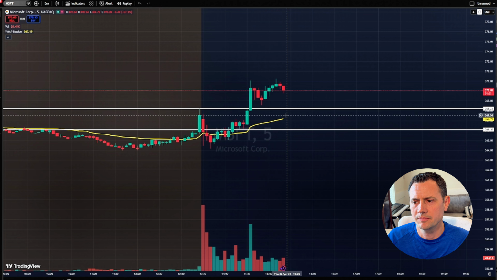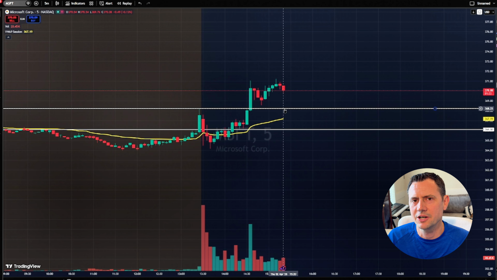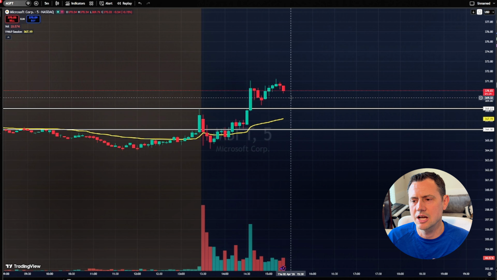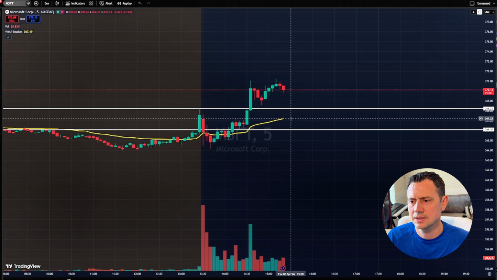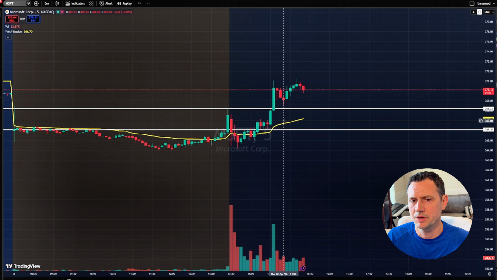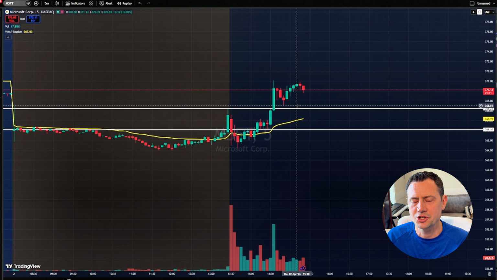away you are from VWAP. So you would not want to enter any trades, because look how far away we are from VWAP right now. So you risk coming all the way back down to VWAP if you entered a bullish position, okay? So that's why you wouldn't want to enter a bullish position right here, because you do risk coming right back down to VWAP. So I would just be patient right now with Microsoft. I probably wouldn't take any trades.